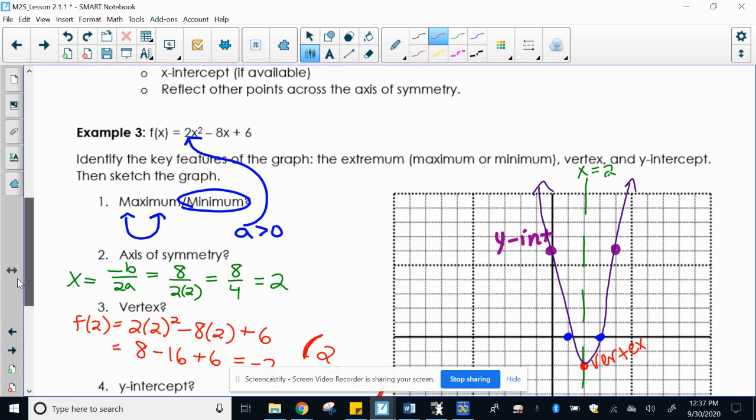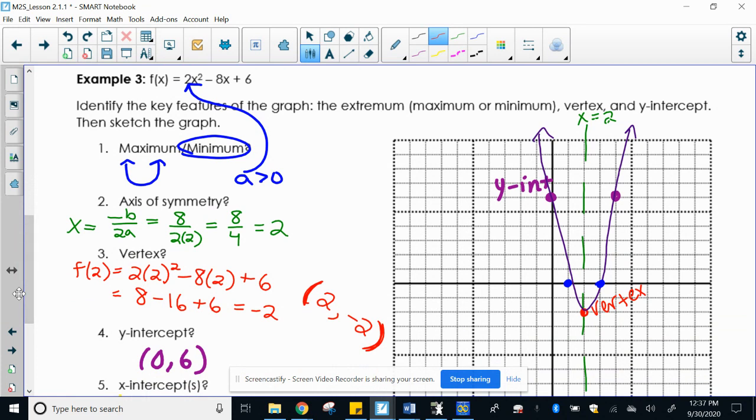All right, let's see how we did. Here's the correct work. The a value was positive, so we would have a minimum here and it would open upwards. Axis of symmetry is the opposite of b over 2a. We should have gotten 2 for our axis of symmetry, which is drawn in on our graph at x equals 2. For our vertex, we plug in 2 for x and see what we get. We're finding f of 2. We should have gotten negative 2. So our vertex is at 2, negative 2.